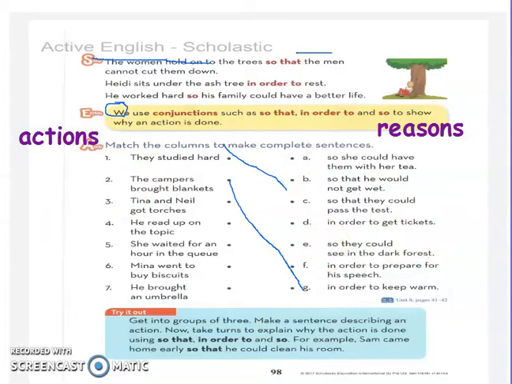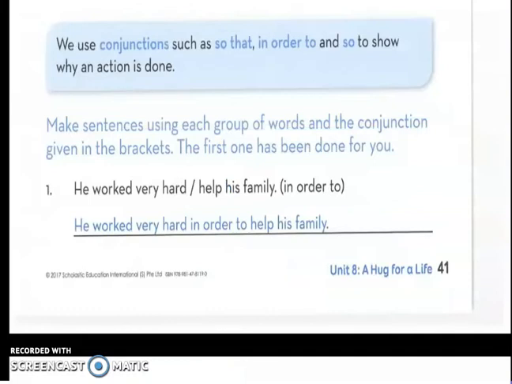Let's go to the workbook page number 41. And here also we have a question. Make sentences using each group of words and the conjunction given in the brackets. The first one has been done for you.